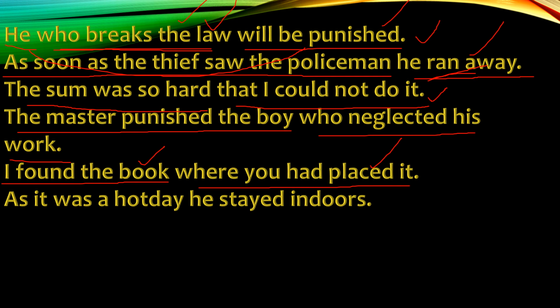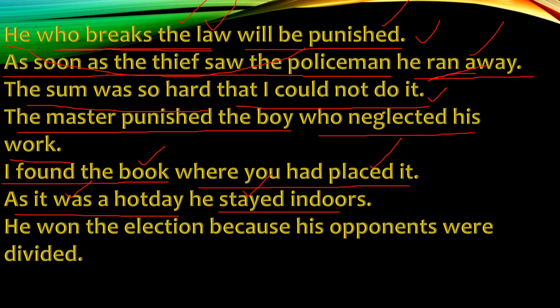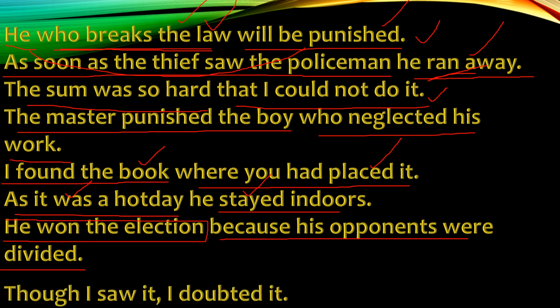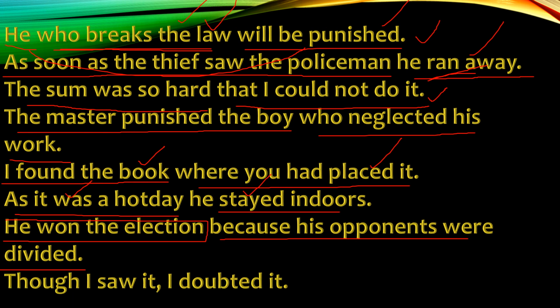As it was a hot day, he stayed indoors. This is the subordinate clause. This is the main clause. He won the election because his opponents were divided. He won the election. This gives the complete sense. So this is the main clause. Because his opponents were divided, this is the subordinate clause. Though I saw it, I doubted it. Though I saw it, this is the subordinate clause, because it doesn't give the complete sense. I doubted it, which gives the complete sense. So this is the main clause.